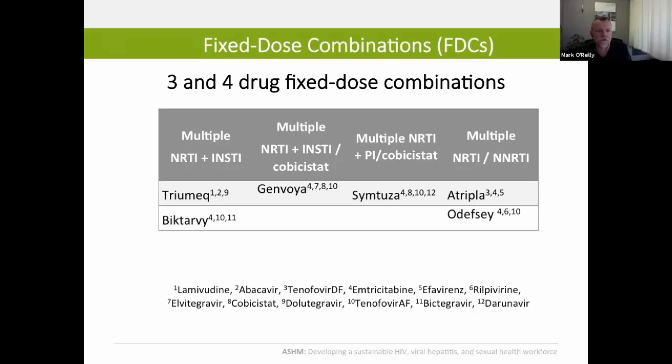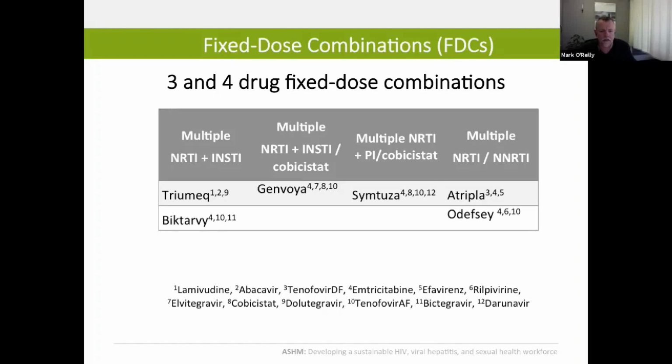Now, we have a number of fixed dose combinations in HIV medicine. So these on this slide are 3 and 4 drug fixed dose combinations in a single pill. So if we look at the first column, we've got multiple NRTIs with an integrase inhibitor in one pill. The two there are Triumeq, which is a fixed dose combination of abacavir, lamivudine, and dolutegravir. And then we have Biktarvy, which is a fixed dose combination of tenofovir alafenamide with FTC and bictegravir.